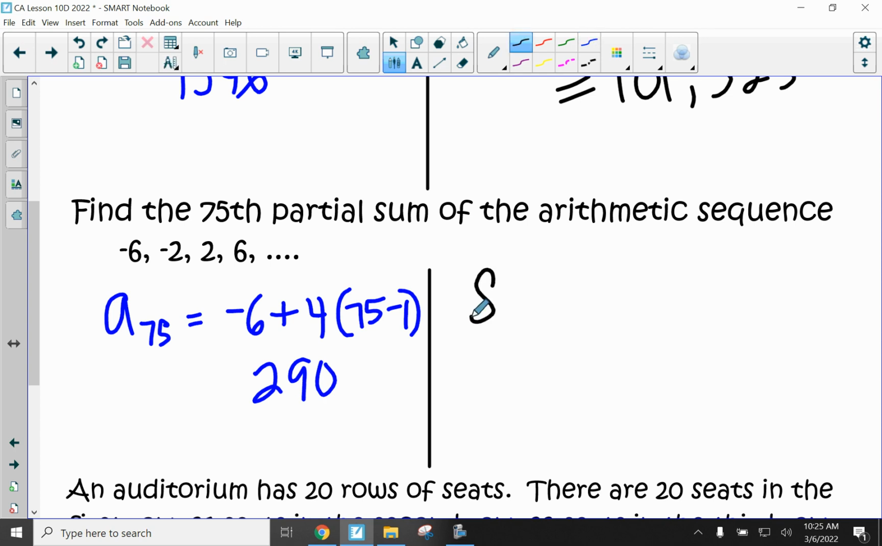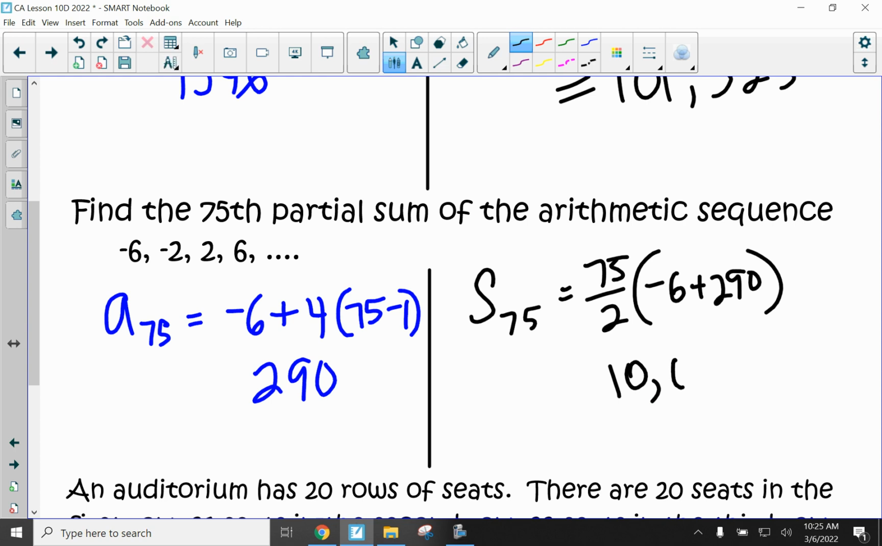So when we find the sum of the first 75 numbers, that's going to be 75 over 2. And then we're going to have the first number, which is -6. And then we're going to have to add 290 to that. So our final answer is 10,650.